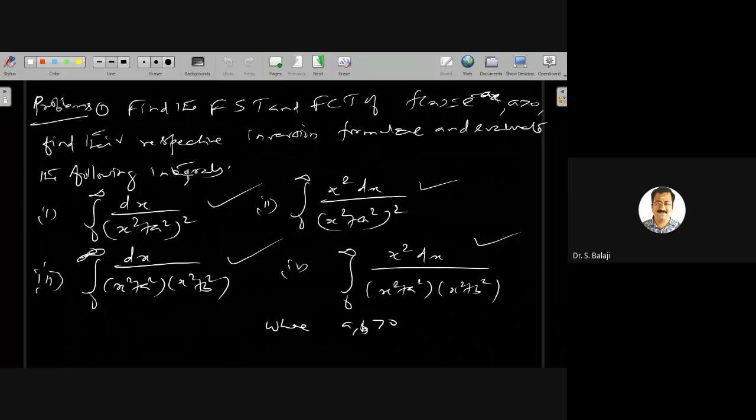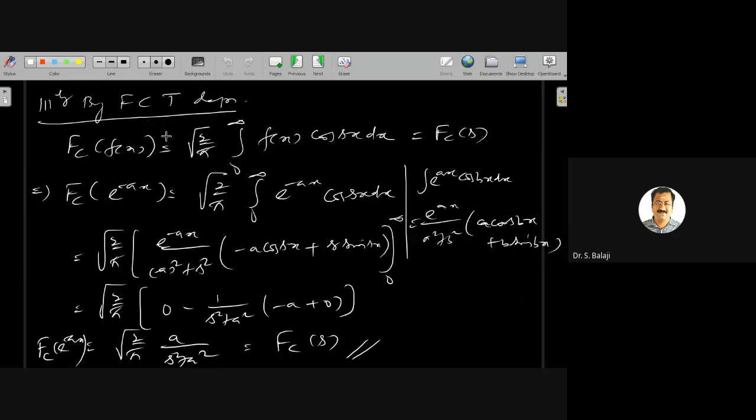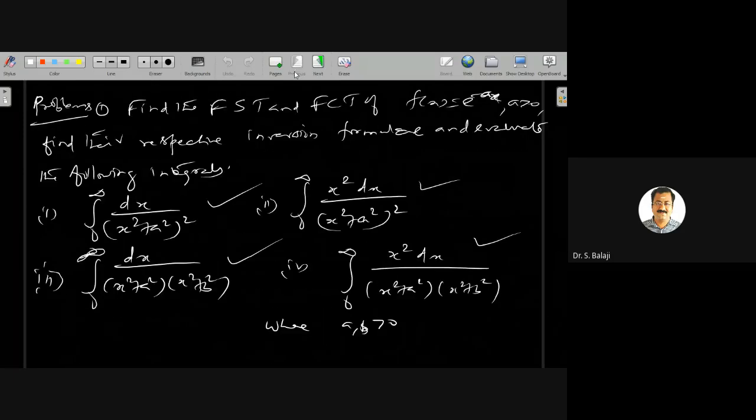Similarly, for this first integral, the numerator is constant. If you see the Fourier cosine transform, fc of s has a constant in the numerator, therefore 1 by s square plus a square only. Squaring this, you get 1 by s square plus a square whole square, and you can replace s by x. If you use the Fourier cosine transform Parseval's identity, you get the first integral; if you use the Fourier sine transform Parseval's identity, you get the second integral. Therefore, you can use Parseval's identity here.